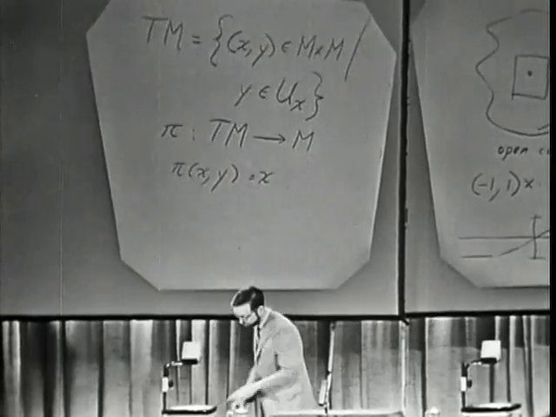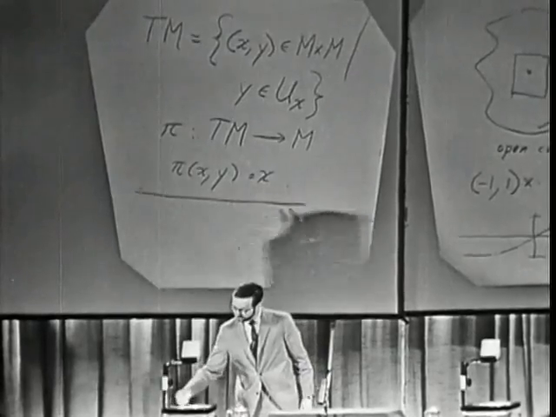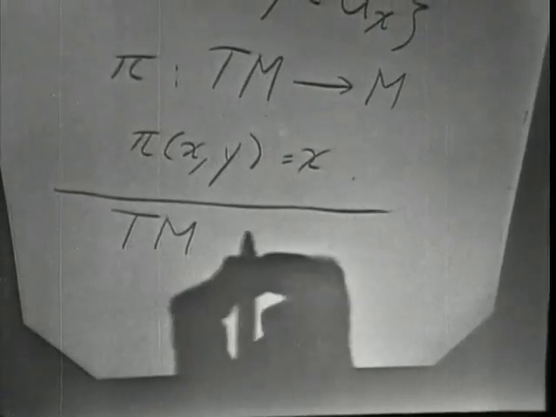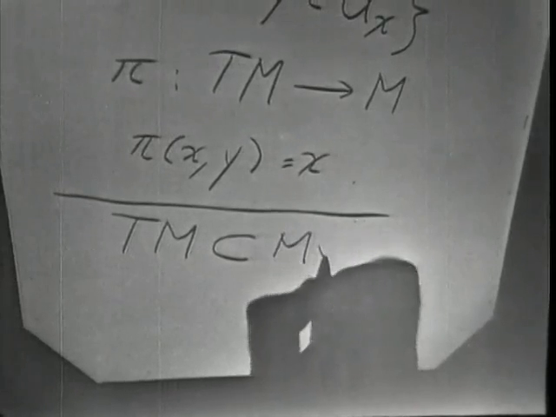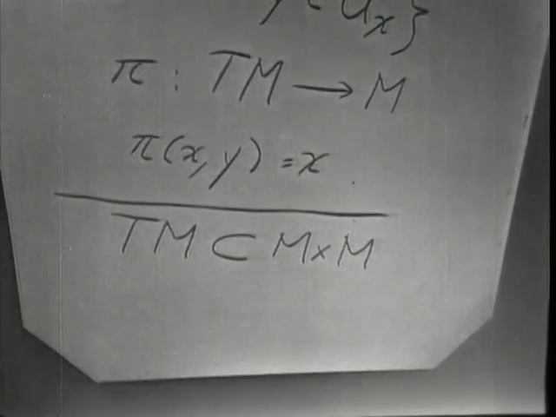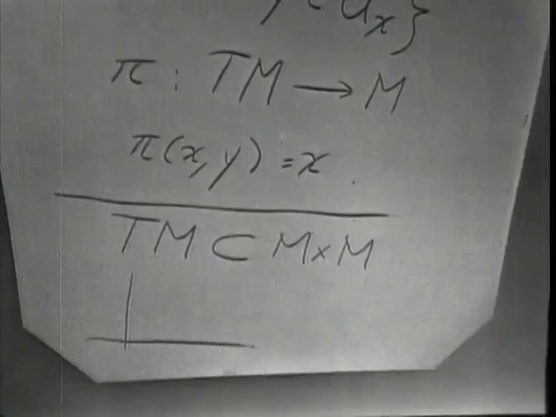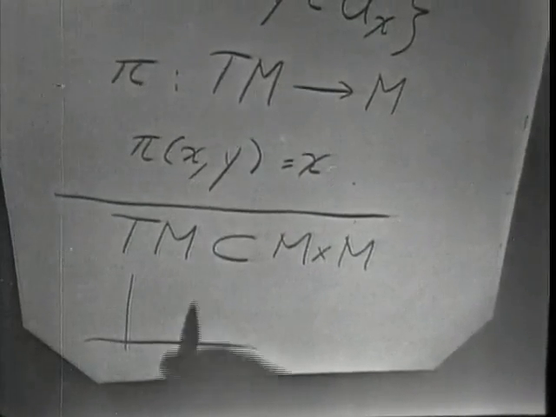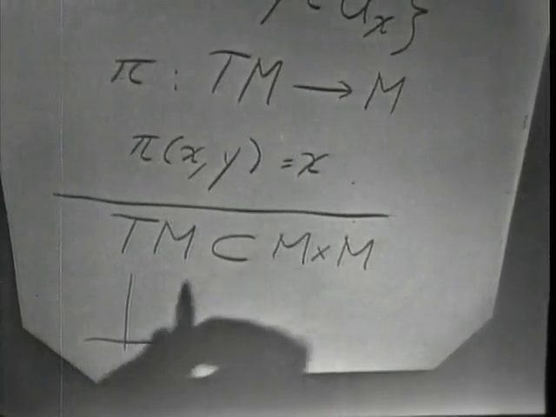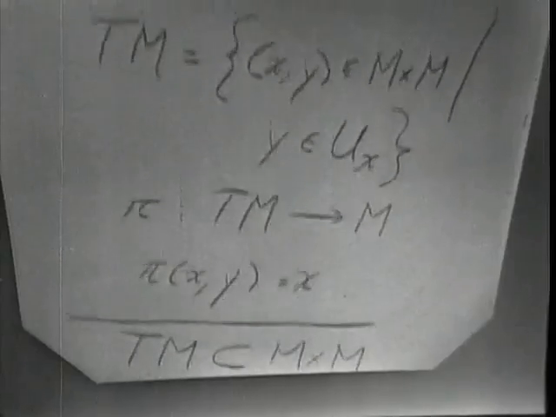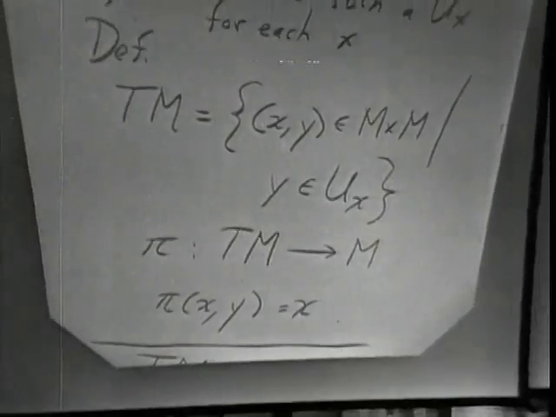And one restriction that we can put on is the following. If we notice that from this definition, T of M is embedded in M cross M. We can draw a picture like this. Suppose I think of M as being the real line. And the points of the diagonal are always in U sub x.